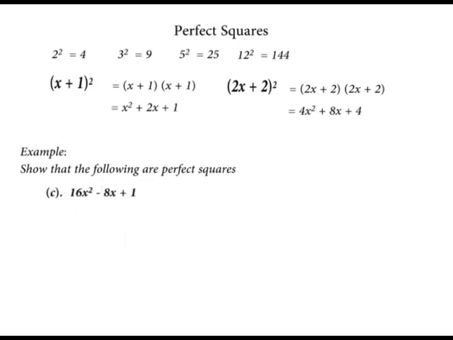16x squared minus 8x plus 1. A plus b should give us minus 8 and a times b should give us 16. Those numbers are minus 4 and minus 4.